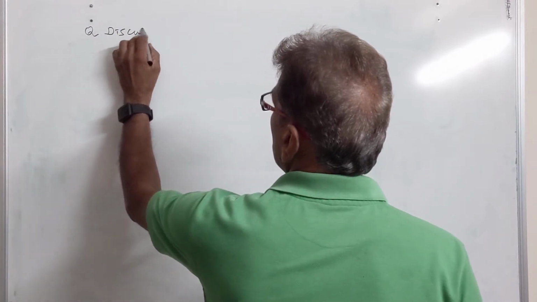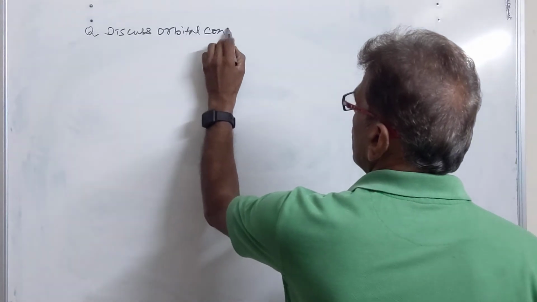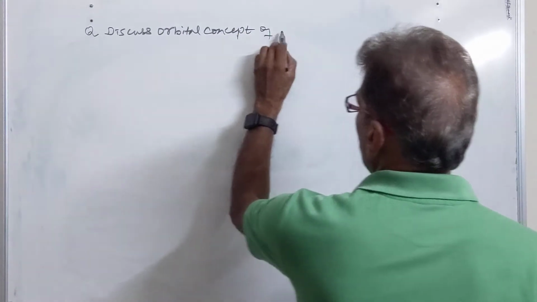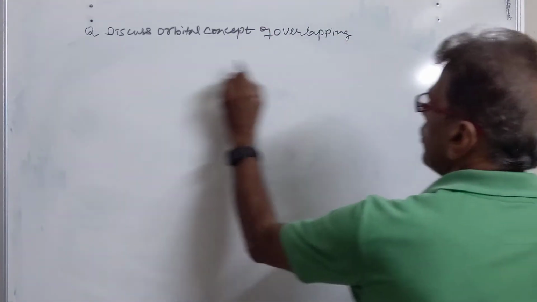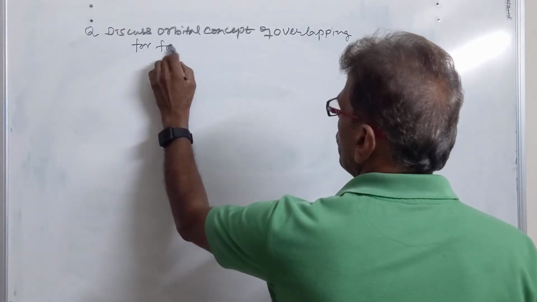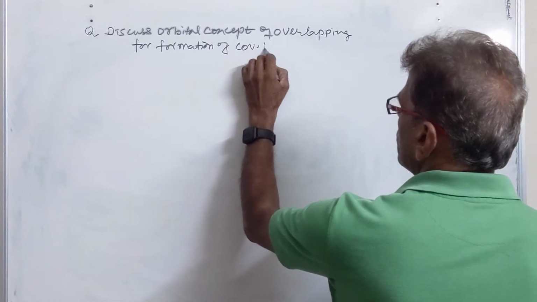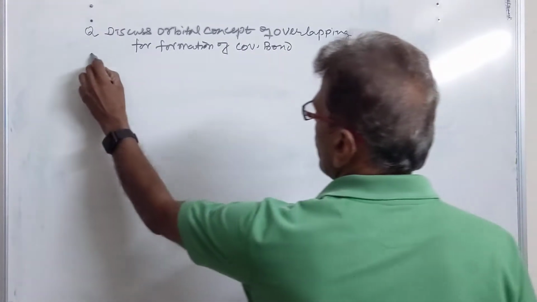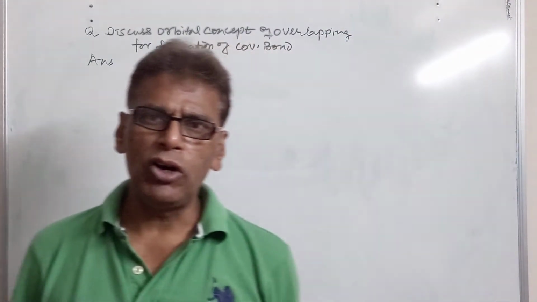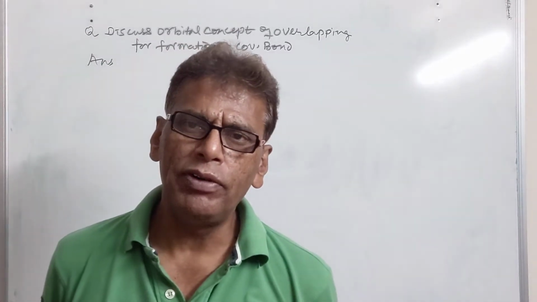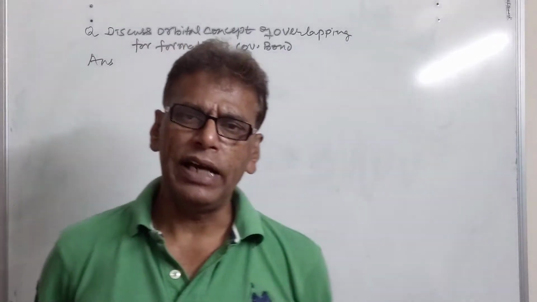Discuss the orbital concept of overlapping for formation of covalent bond. According to this concept, a covalent bond is formed by the overlapping of half-filled atomic orbitals either on the internuclear axis or by sideways.